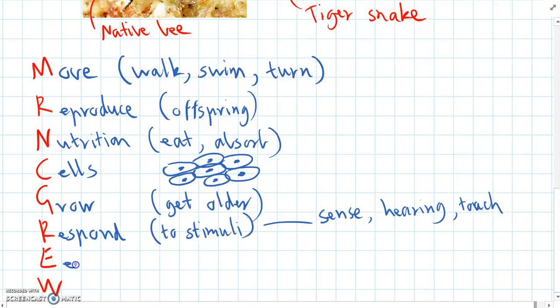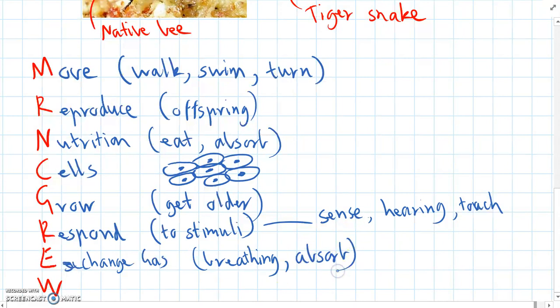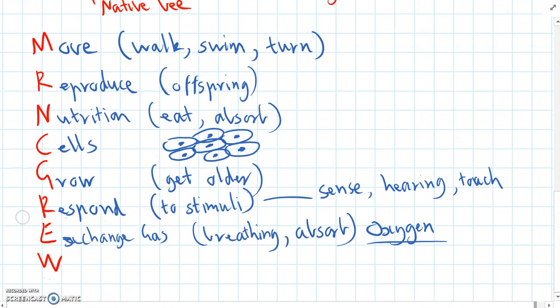E stands for exchange gases. And this just means breathing. Or if you don't have lungs, you can absorb oxygen, because every living thing needs oxygen. The next one is W, which stands for wastes. And everything living needs to get rid of its waste. And in animals, that means getting rid of our urine.